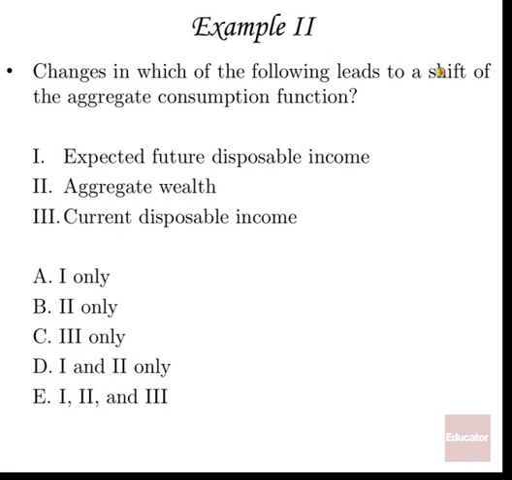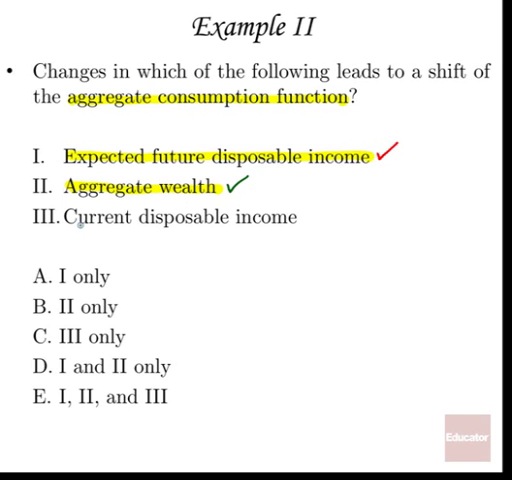Changes in which of the following leads to a shift in the aggregate consumption function? So what's going to cause there to be an increase or decrease in the aggregate consumption function? Will expected future disposable income change the aggregate consumption function? Absolutely. So expect more money in the future, it's going to change the overall behavior. What about your aggregate wealth? Absolutely, once again. So if you're richer, then the consumption function is going to increase. If you're poorer, you lose your house, then it's going to decrease the consumption function.